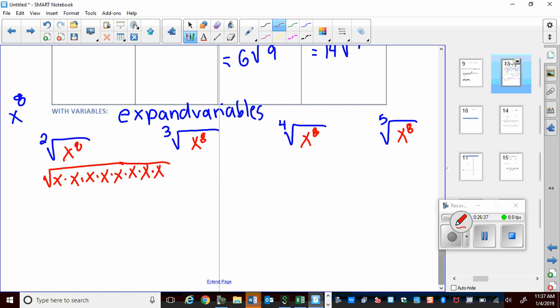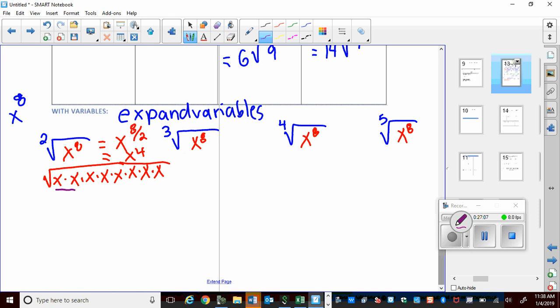There's 8 x's. Now, you could also rewrite this as x to the 8th divided by 2, which equals x to the 4th. Okay? But if you're struggling with that kind of manipulation, you can expand it out to where there's 8 x's. Now I'm going to count the pairs, and what I'm going to do is just underline the pairs in different colors.